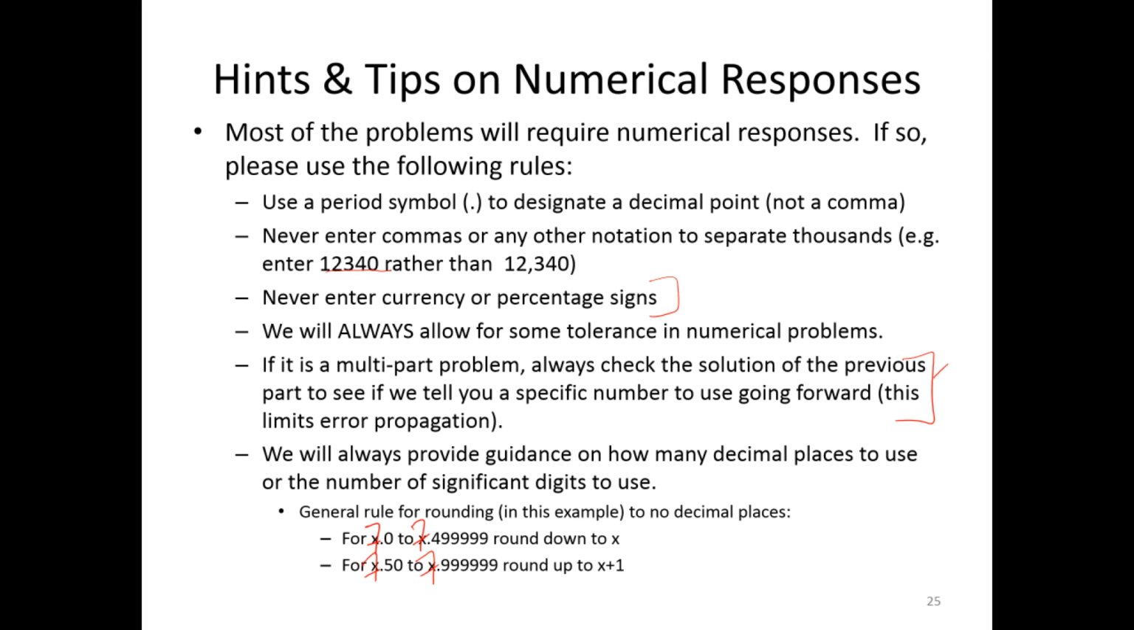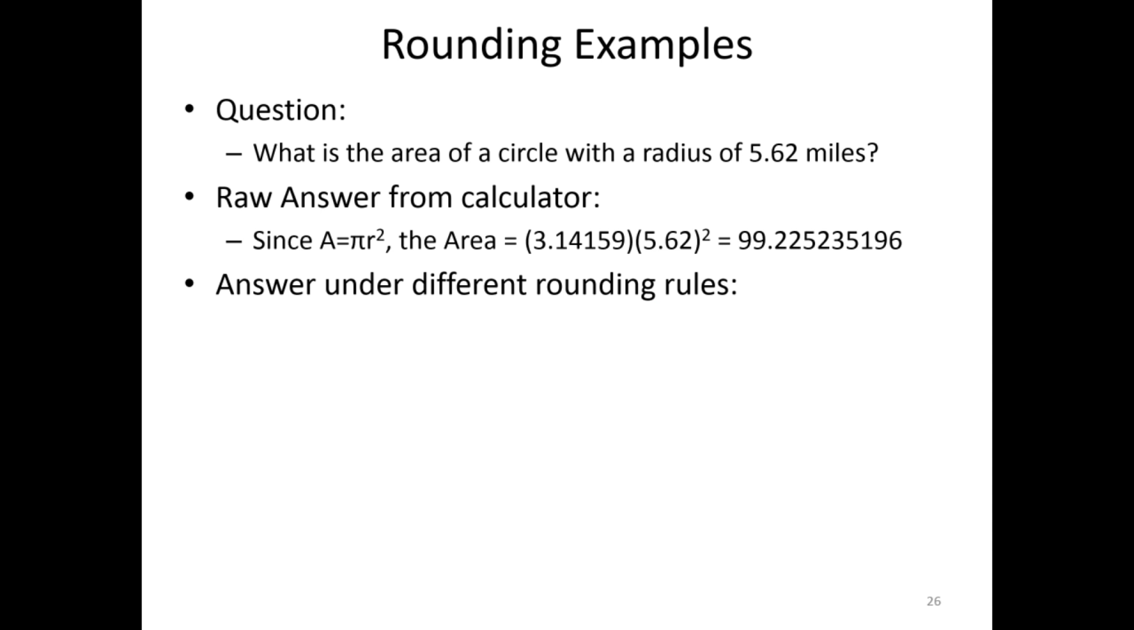So the break point is 5.0. So if it's a 0 to 4999, round down. 5000 up to 9999, round up. All right, so let's give some examples here.